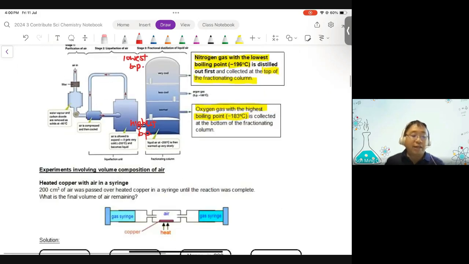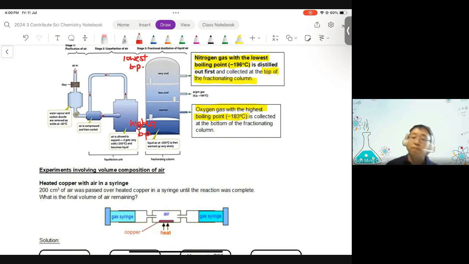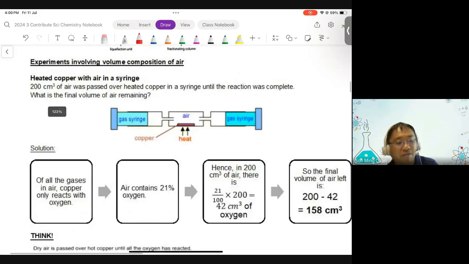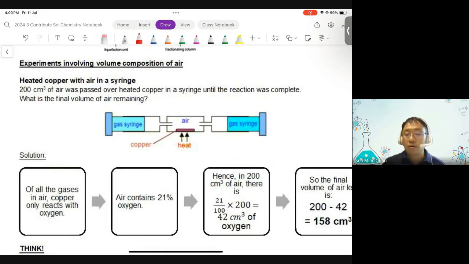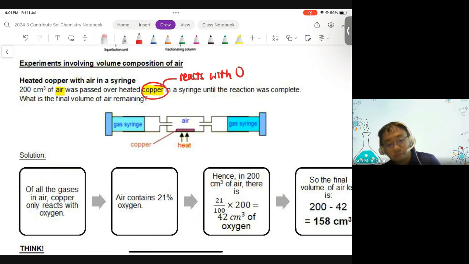Okay, and finally, for the last part of this video, how can the volume percentages of the gases in air be tested? Now, very commonly in the TYS as well as in practice papers, you will see such experiments where you heat copper or iron with air in a syringe. So, the idea is copper, air, there is a reaction. So, what does copper react with? Copper metal reacts with oxygen. So copper metal reacts with oxygen in the air to form copper 2 oxide.